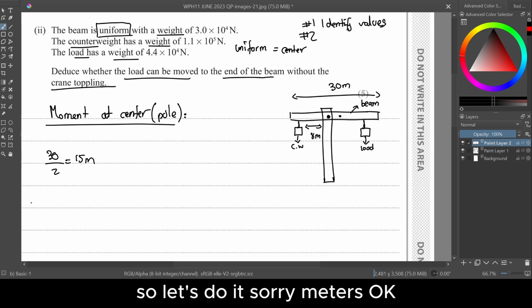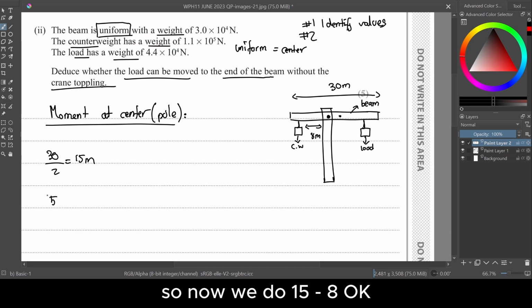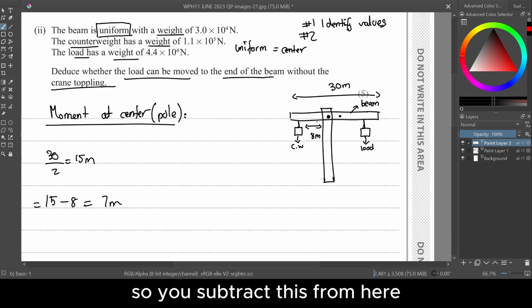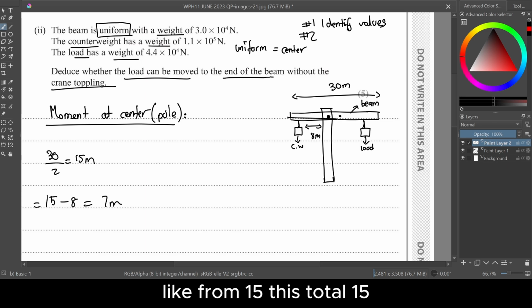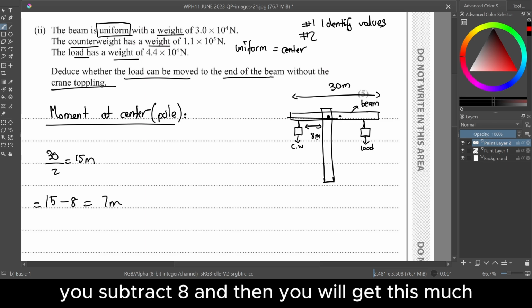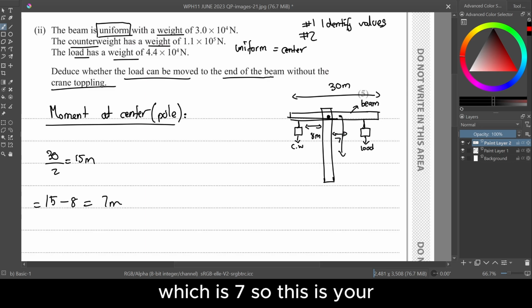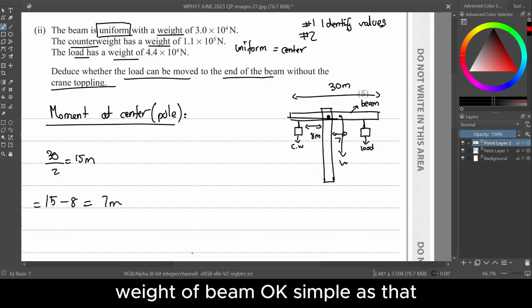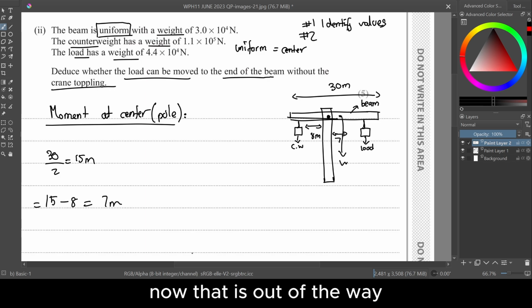So now we do 15 minus 8, and you will get 7 meters, right? You subtract 8 from the total 15 and you get this much, which is 7. So this is the distance for the weight of the beam. Simple as that. Now that is out of the way.